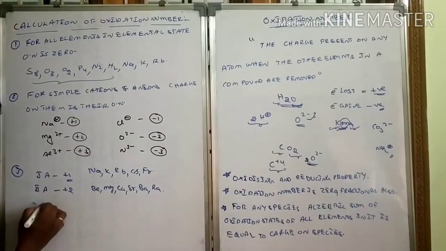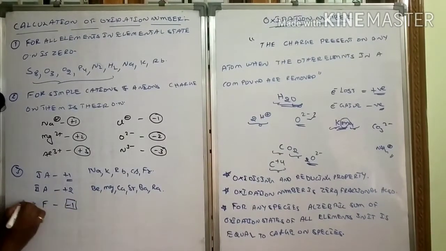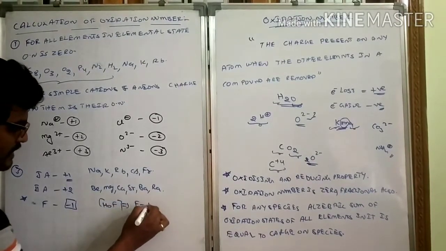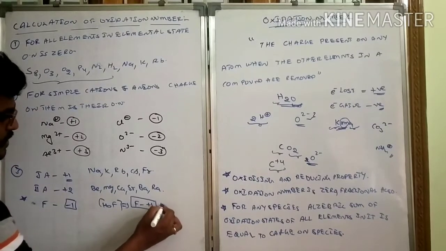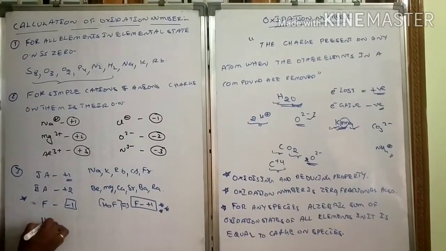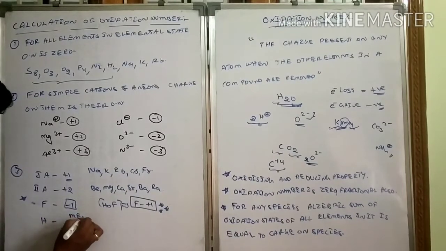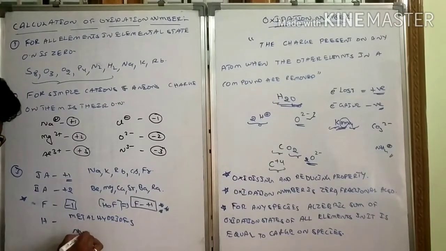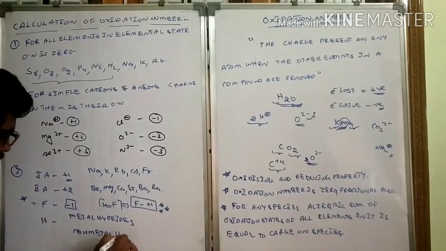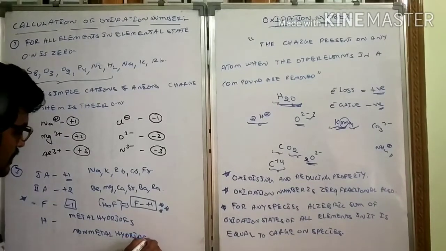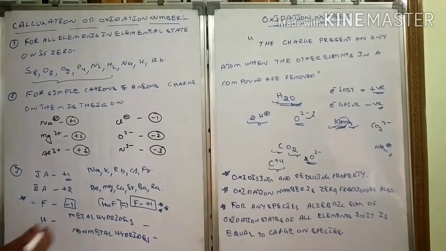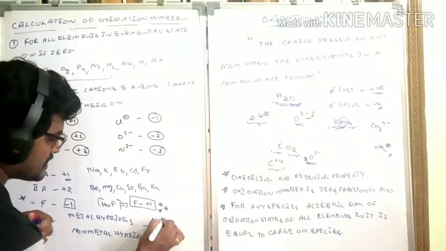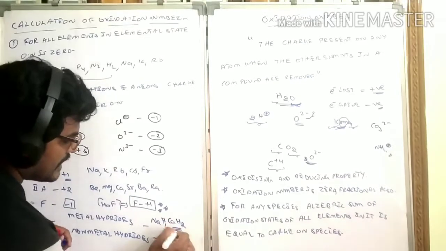For fluorine, it is always -1, except in HOF. In HOF, according to NCERT, fluorine is present in the +1 oxidation state. This is an exceptional case. For hydrogen, two types of hydrogen compounds are there, metal hydrides and non-metal hydrides. Let us see metal hydrides: metals react with hydrogen to form metal hydrides. Examples are NaH and CaH2.